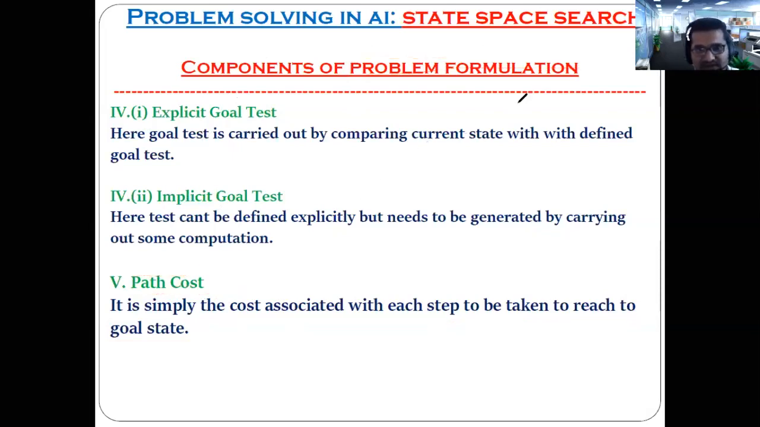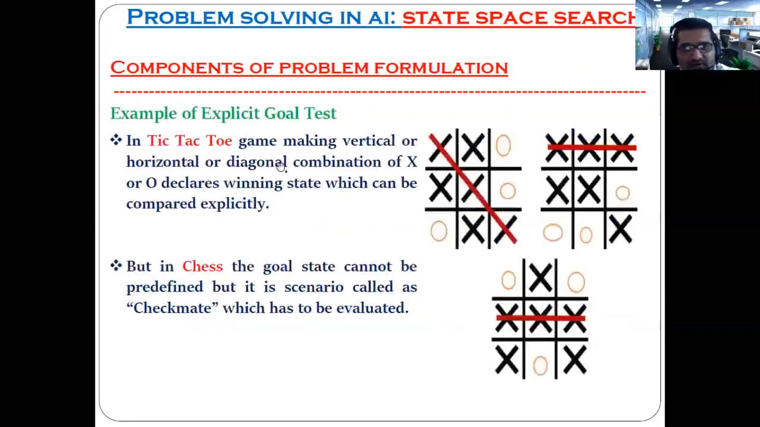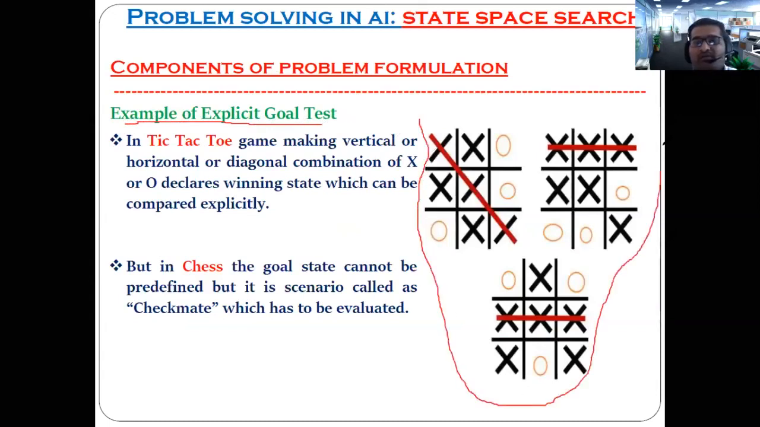Now let me clear what I told you, what exactly is meant by the example of the explicit goal test. Here I have shown you the example of the tic-tac-toe game. I hope all of you know about the tic-tac-toe game. Tic-tac-toe is a game where somebody makes a horizontal, vertical, or diagonal combination of the same symbol, for example X or O, then that particular player is declared a winning player, as a winning state I have mentioned here.